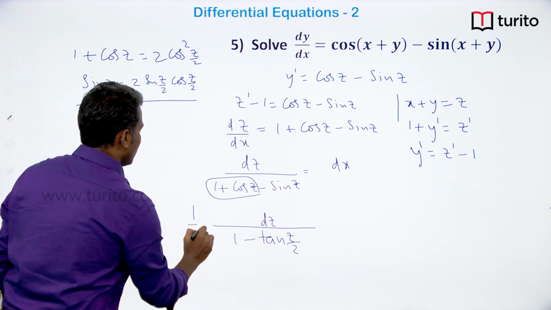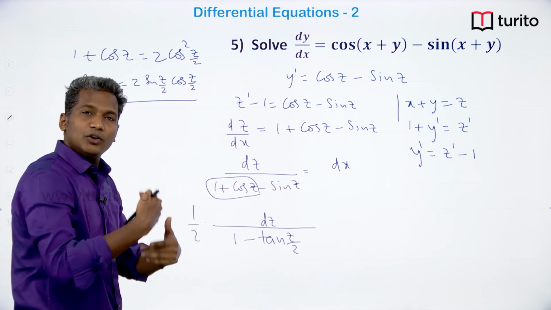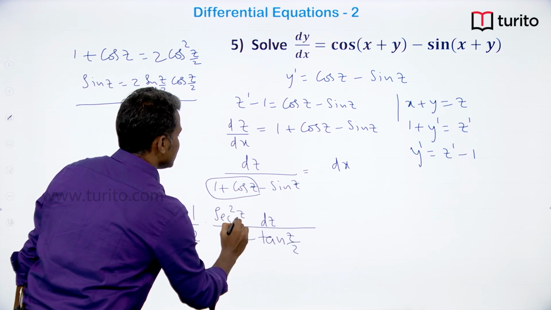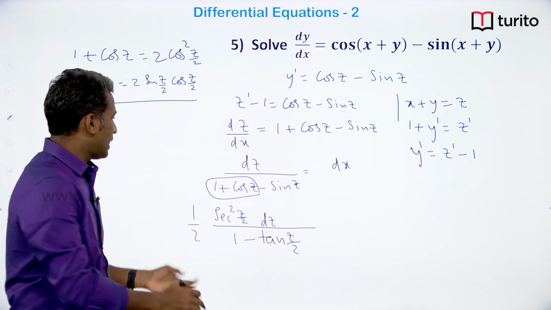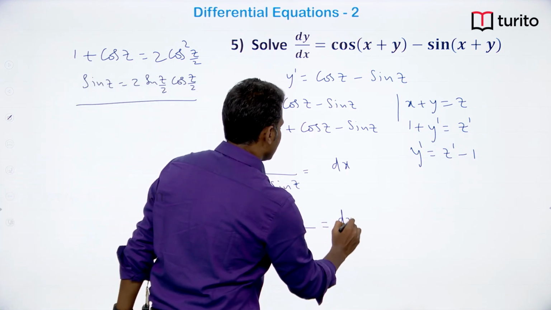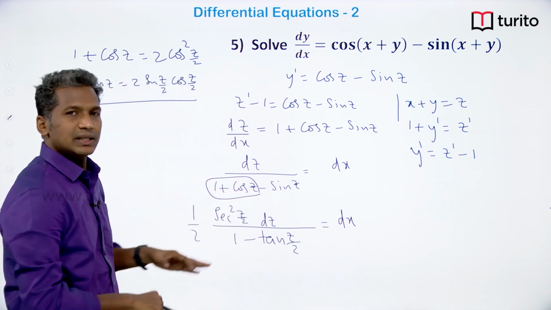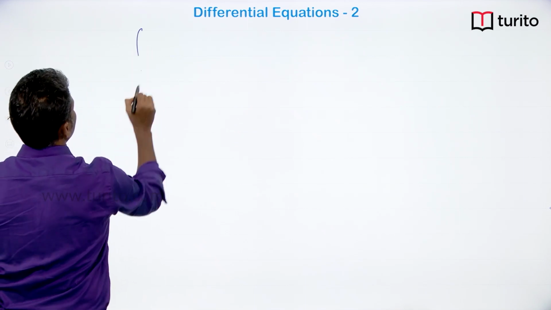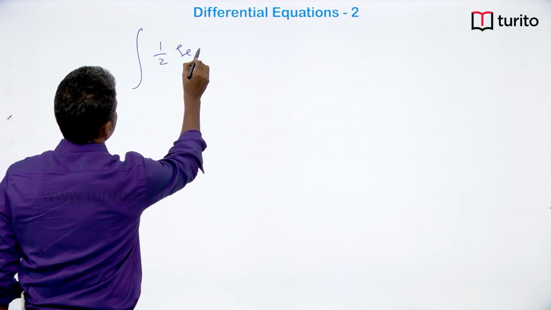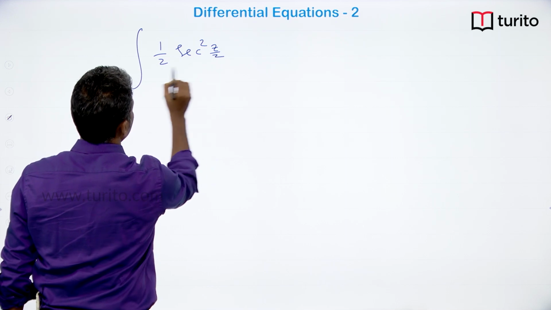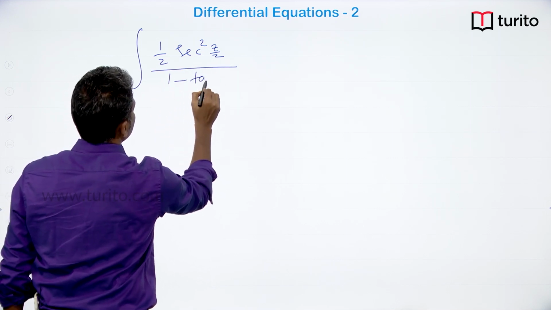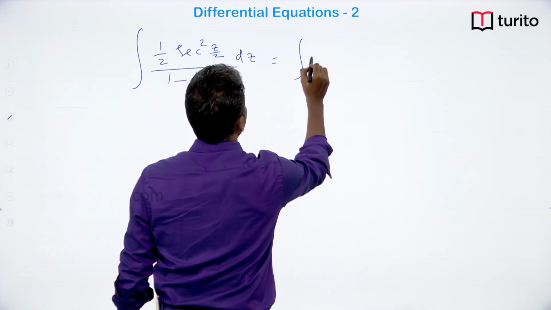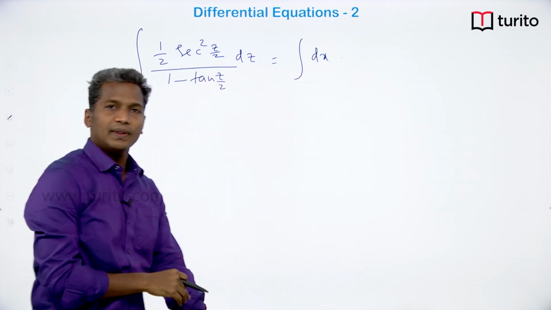So, we can write this as 1 by 2 into, in the denominator we have cos square z by 2. So, it becomes sec square z by 2. Okay. And the RHS is still dx. Now, we will integrate this using our standard ideas. So, we can write this as the integral of half sec square z by 2 divided by (1 minus tan z by 2) into dz, equal to the integral of dx.